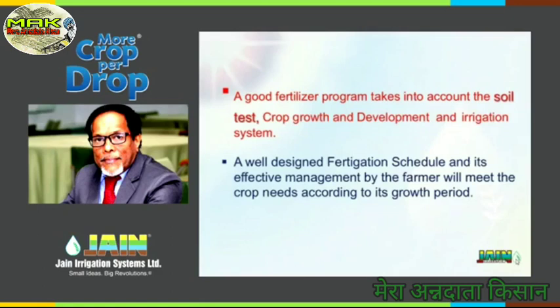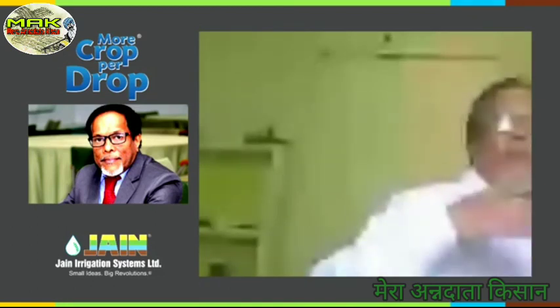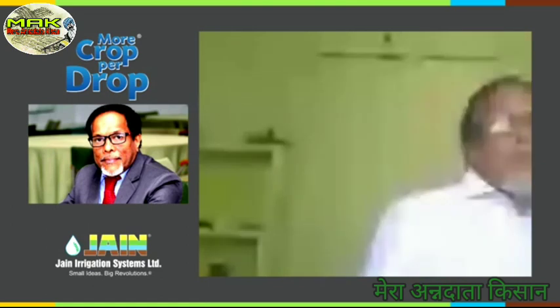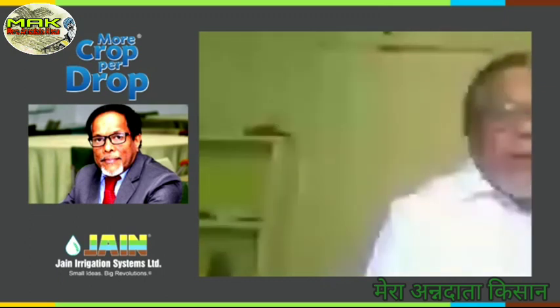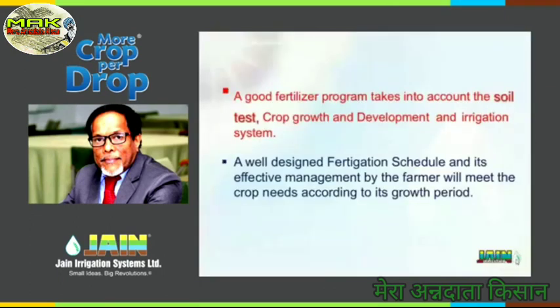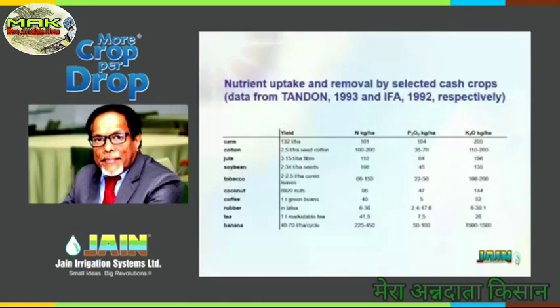A well-designed fertigation schedule and its effective management by the farmer will meet the crop's differential need at different stages of growth. That's what precision farming is. If you can make that happen, that's precision farming. You get high yield and high income. Okay, some data in India: basically the problem is that for many of the crops, we don't have sufficient data on this.